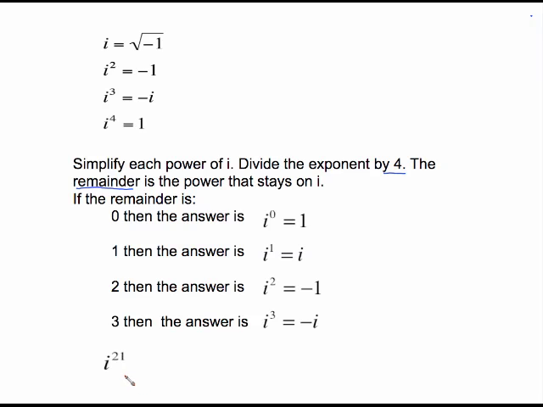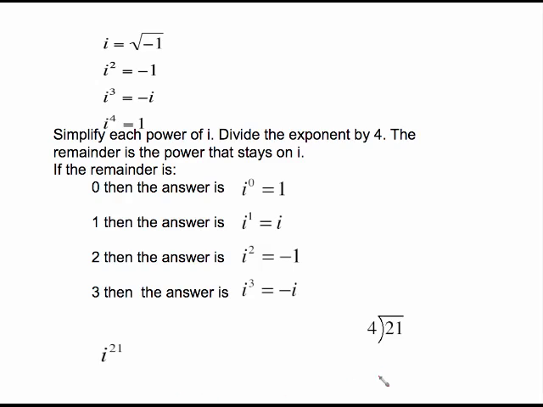To simplify i to the 21st, the first thing I'm going to do is divide 4 into 21. It is always dividing by 4 because the chart repeats itself every 4 numbers. This is plain old-fashioned grade school arithmetic. 4 goes into 21 5 times. 5 times 4 is 20. Subtract and get a remainder of 1. All that matters is the remainder. This doesn't matter. It's the remainder. That says i to the 21st is the same as i to the first. The remainder becomes the new exponent, and i to the first is just i.